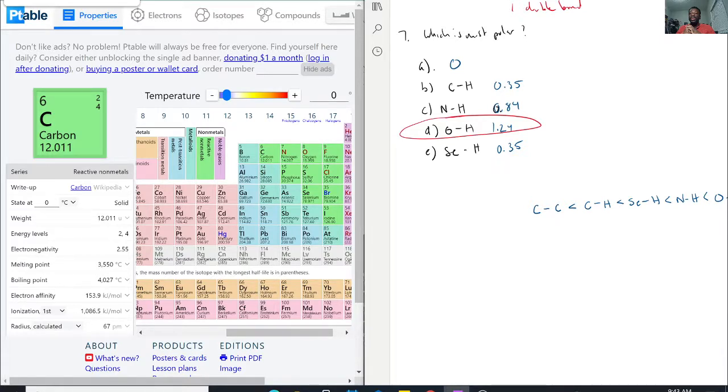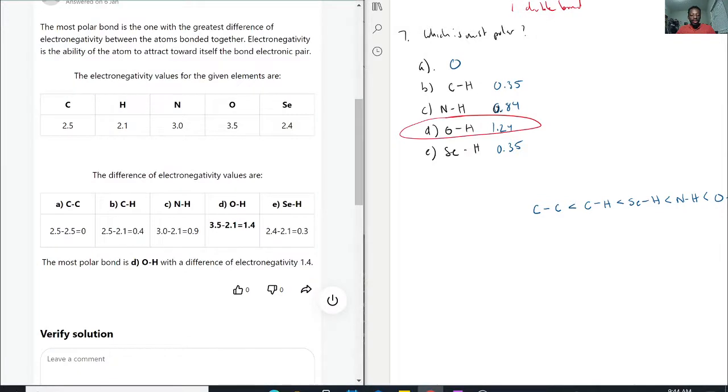Okay, so let's see what they did. I guess it depends on the periodic table we're looking at, but they have selenium as 2.4. Interesting. Nonetheless, the most polar bond was given as OH.